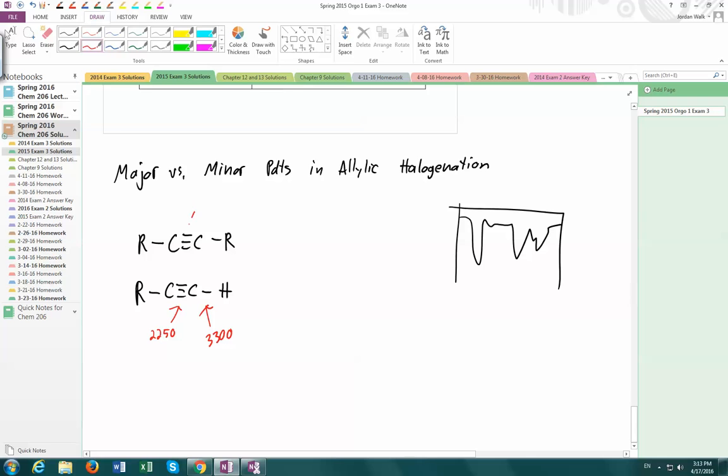In the top one, we don't have a C-H bond, right? So we would only see the 2,250 stretch in that case. To actually see the C-H bond stretch in the IR spectrum, we have to have that bond in our molecule. So that is one way you can distinguish between a terminal versus an internal alkyne.